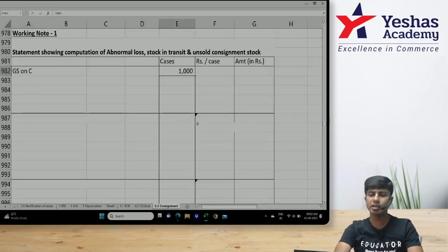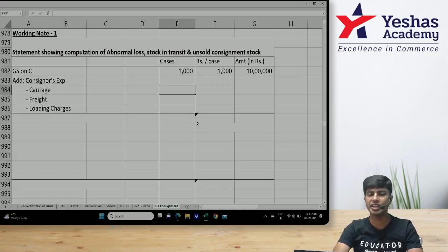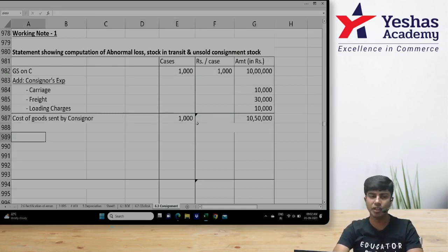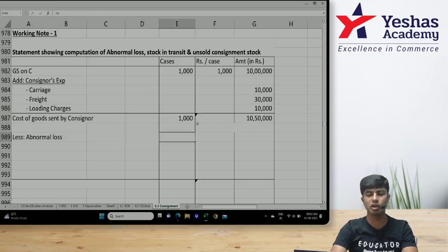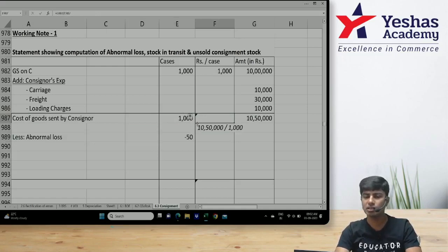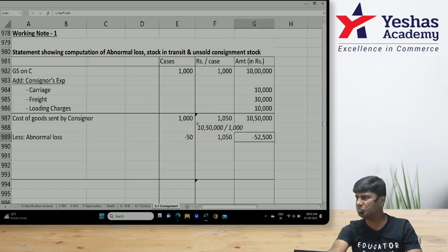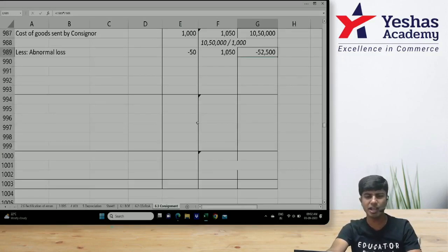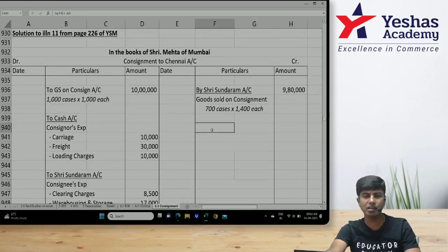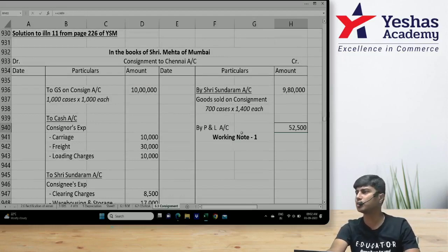Goods sent on consignment: 1,000 cases at 1,000, that is 10,00,000. Consignor's expenses, carriage, freight, loading, together make 10,50,000 for 1,000 cases. Now let's deduct the abnormal loss. How much is the abnormal loss? 50 cases. The value is 10,50,000 divided by 1,000, which is 1,050 per case. For 50 cases, 52,500. Is there any insurance claim? No insurance claim. So in the consignment account, I'll write by P&L, working note number 1, 52,500 loss.